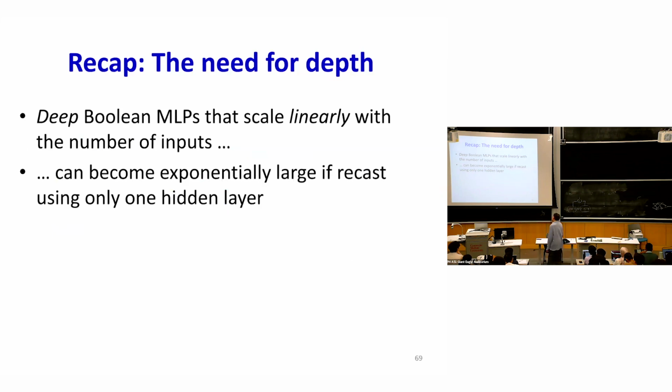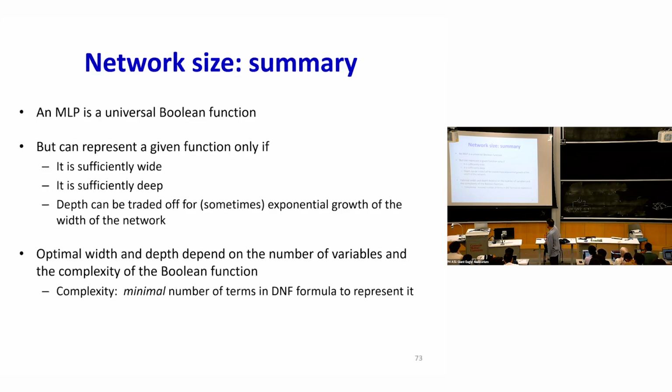So deep Boolean MLPs that scale linearly with the number of inputs can become exponentially large if recast using only one hidden layer. And so in summary, an MLP is a universal Boolean function, but can represent a given function only if it is sufficiently wide. Because if I decide to restrict myself to just one hidden layer, I need 2 raised to n minus 1 units. What happens in the XOR case if I have 1 unit less?